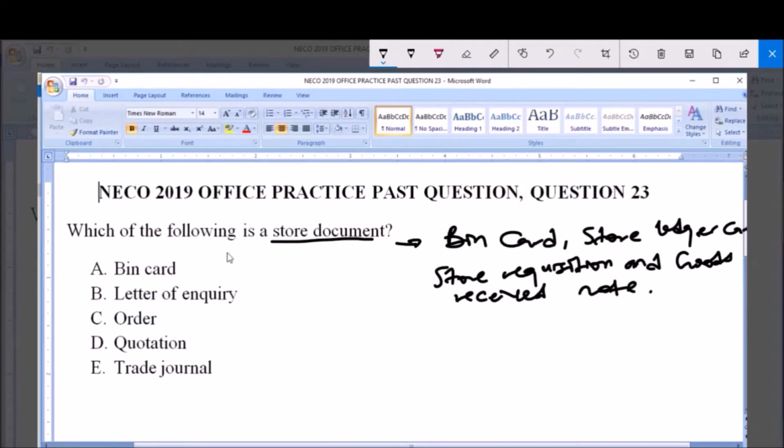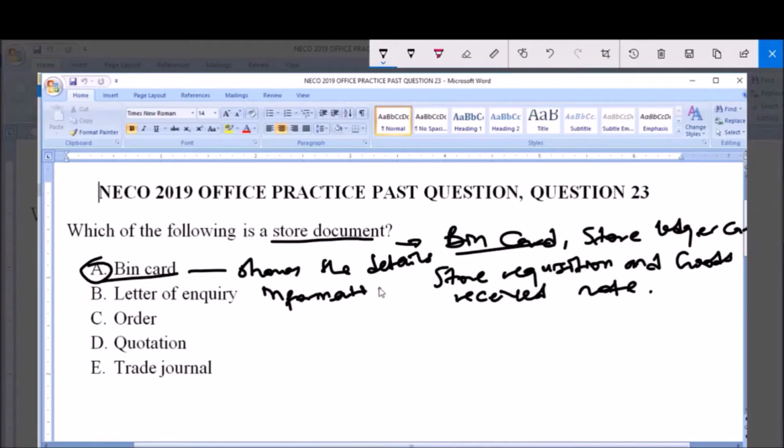Now A says bin card. Like I said, store documents include bin card, so definitely A is a store document, bin card. And this is because it shows detailed information about goods kept in store.